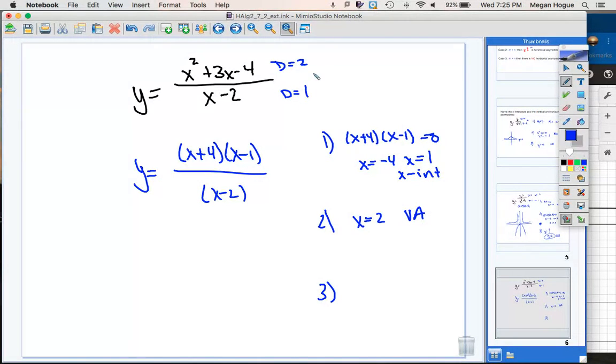Then let's see, your degree is 2, your degree is 1. So that means, oh, this is greater than. Go back and look at my list, that means no horizontal. Well, let's write it a little bit better. No horizontal asymptote. So hopefully you got that.